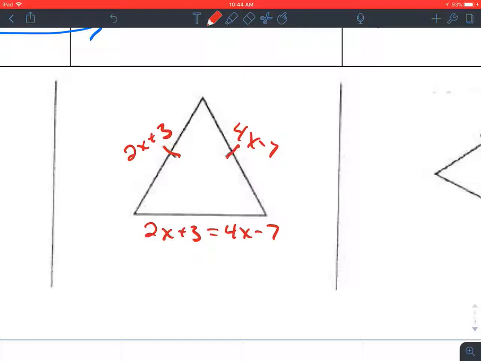Then, to get x by itself, we could subtract 2x from both sides of the equation to get those like terms together. Then, we could add 7 to both sides to get those like terms together. Lastly, we could divide both sides by 2 to get x by itself, and we get x is 5.